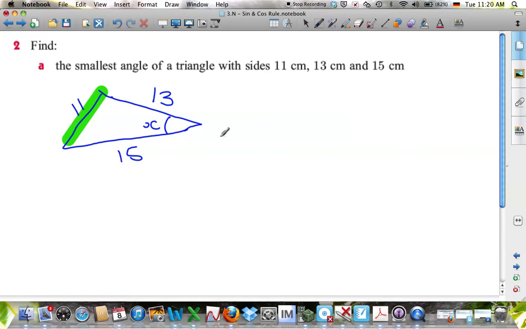Now, there is an angle sandwiched in between the two sides. So, because I need a sandwich, that means I have to use the cosine rule. Okay, so I'm going to use the cosine rule. I'm going to quote it first.